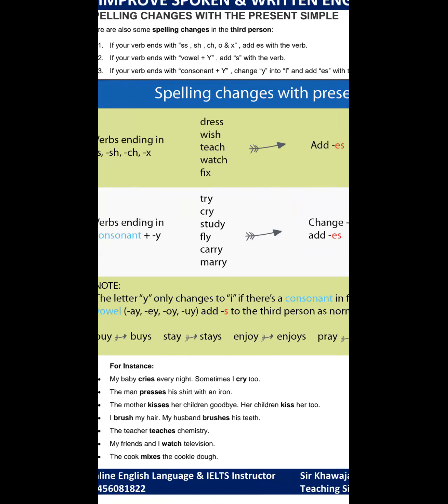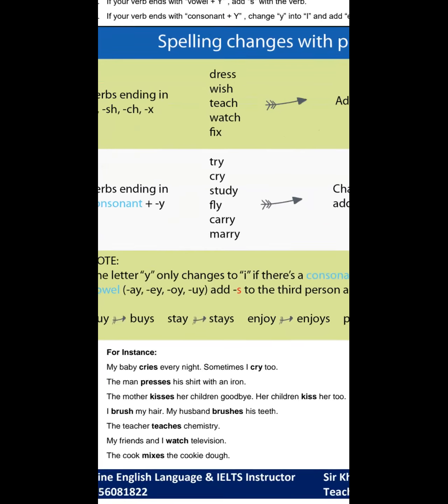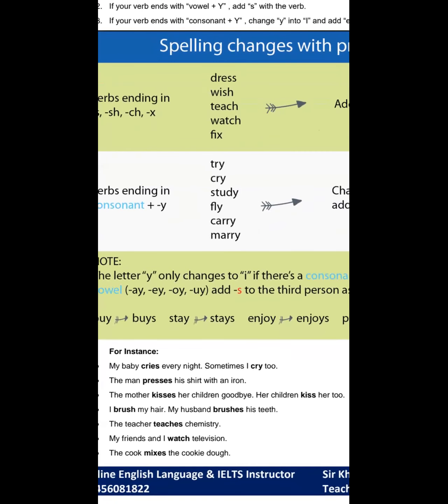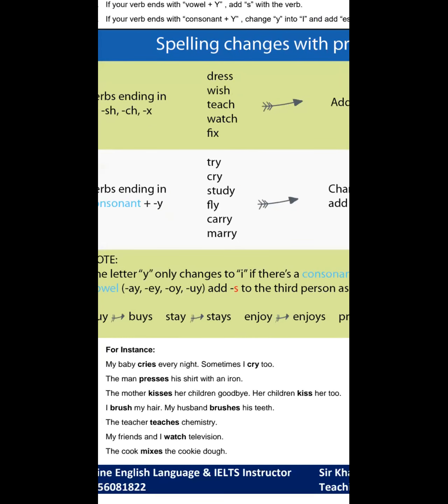The man presses his shirt with an iron, okay? These are the sentences I'm reading. The mother kisses her child goodbye. Her child kissed her too. I brush my hair. My husband brushes his teeth. The teacher teaches chemistry. My friend and I watch television. The cook mixes the cookies.